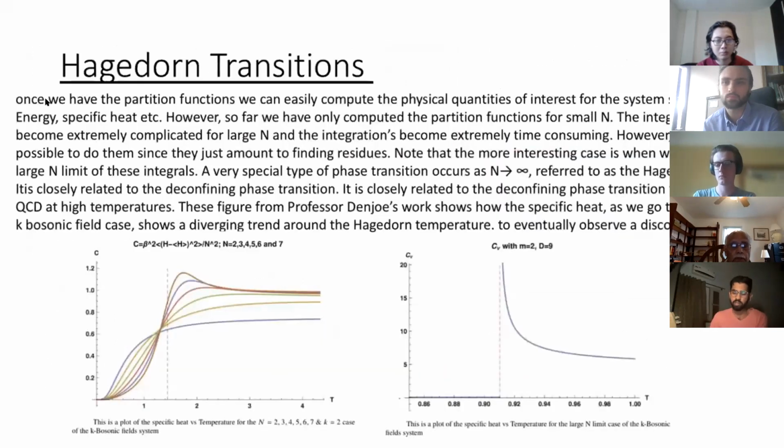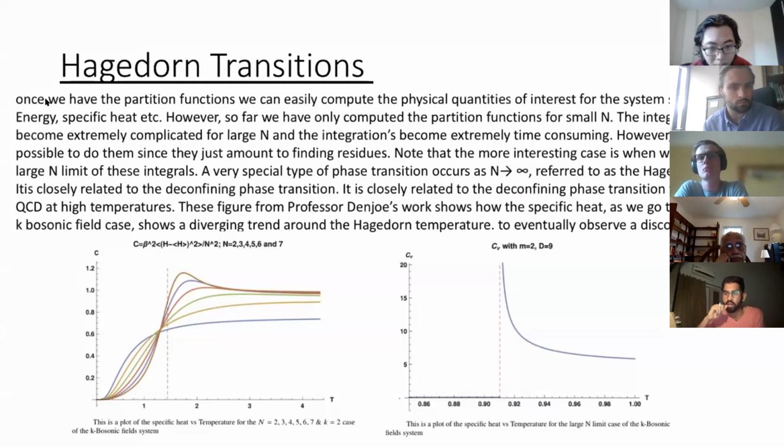Finally, to go to what the Hagedorn transitions are, note that once we have a partition function, it's pretty straightforward to compute physical quantities of interest, such as specific heats and energies, which basically amount to computing derivatives of these partition functions. However, there exist interesting cases when we compute these partition functions for really large n. I will show it in a bit, but for the case of two bosonic fields, the maximum that people have been able to go so far is n equals 7 and not higher than that.